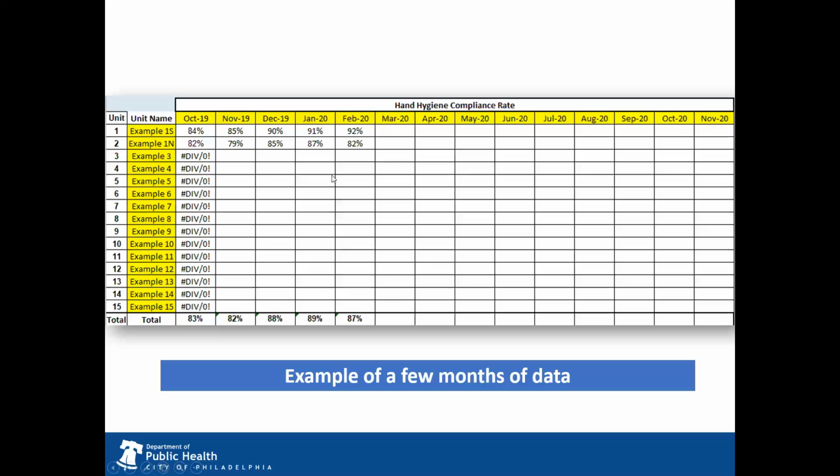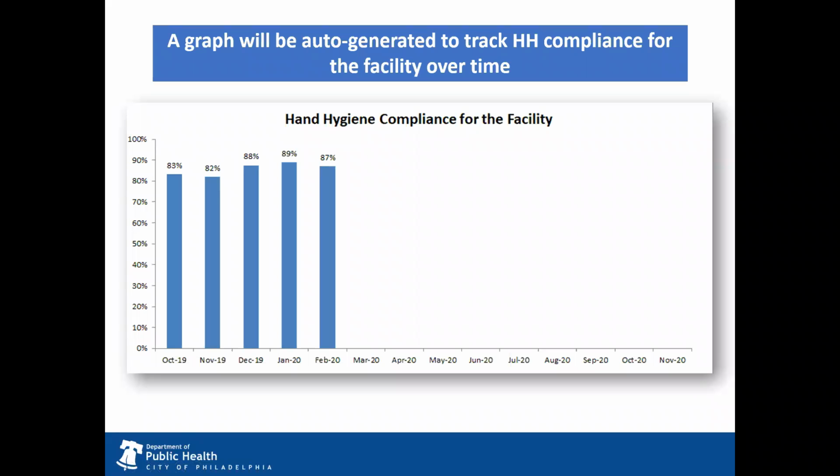And so this is an example of a few months of data. And I just want to comment, when you see this divide by 0, that's because for this facility, we only had 2 units, Unit 1 South and 1 North. So you can actually come through and just delete these values that are in these boxes. And this is the graph that would be created if you had entered several months of data. So you have your hand hygiene compliance rate for the facility from October 19 to February 20th.